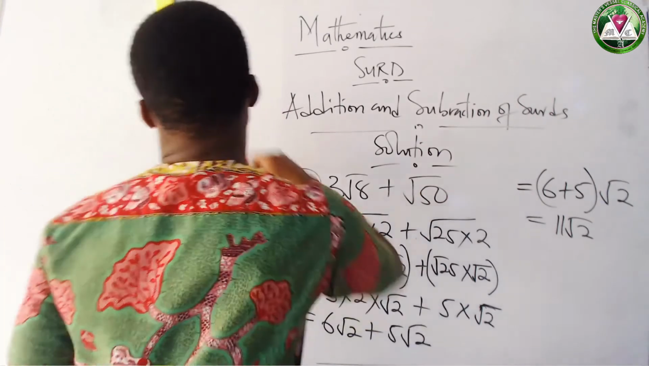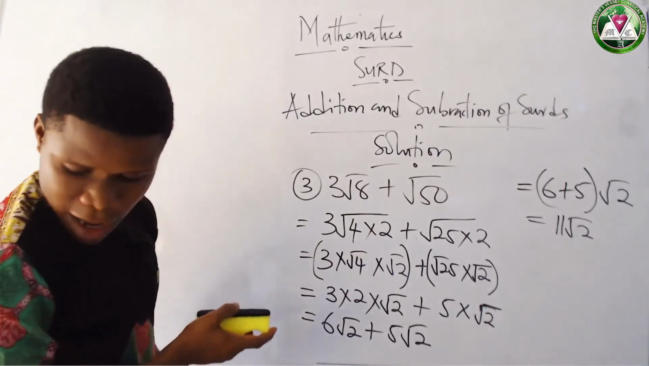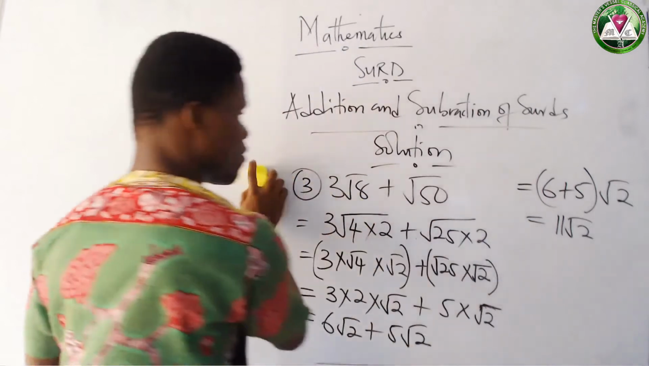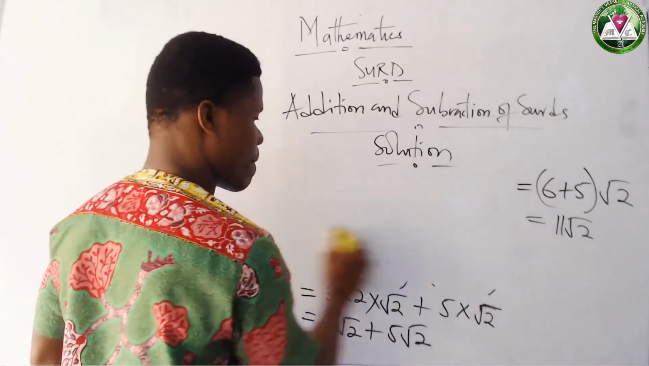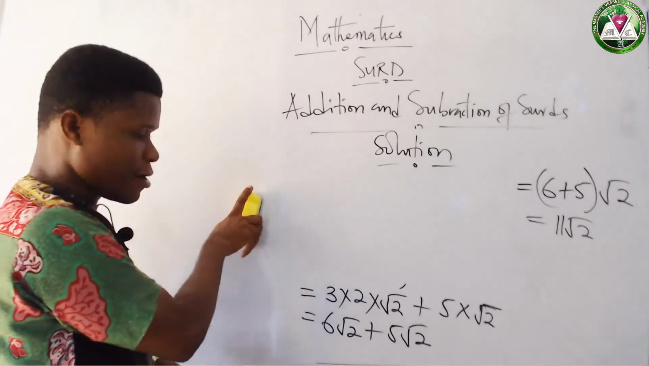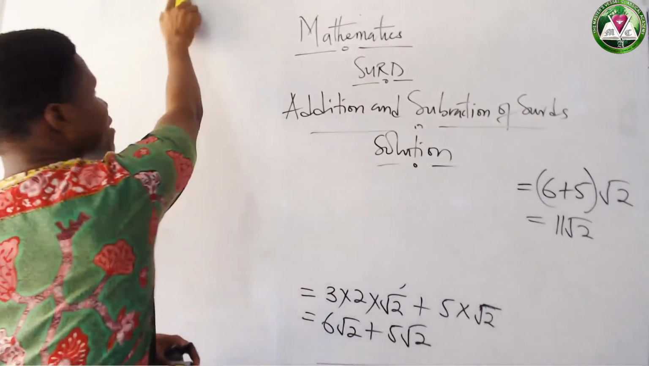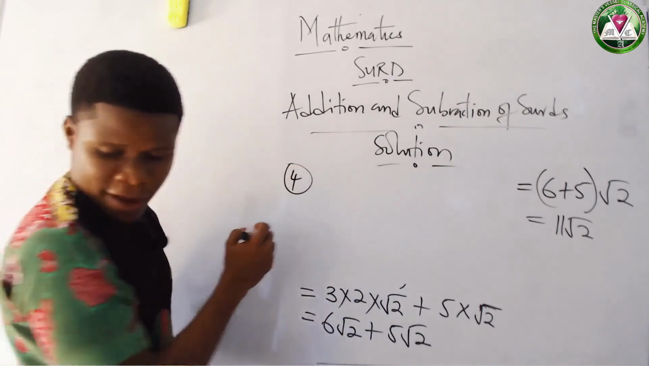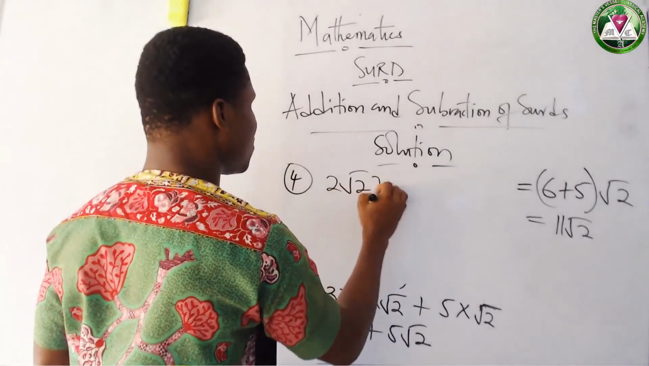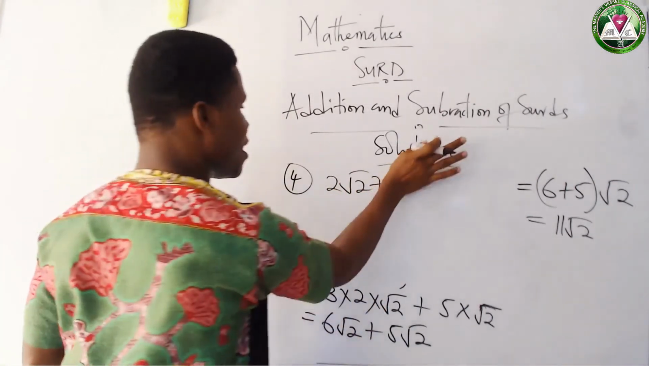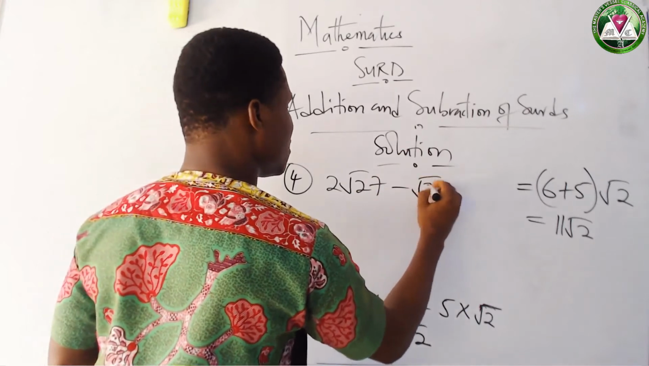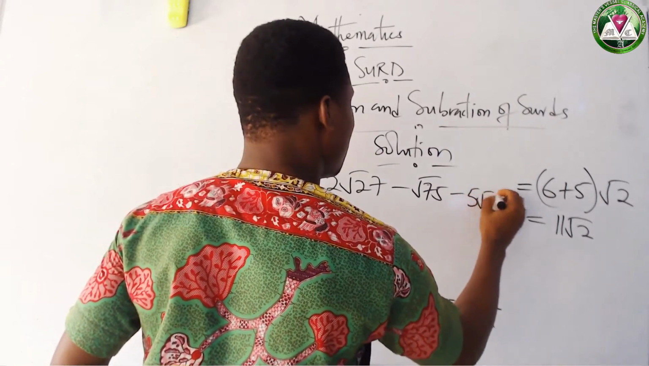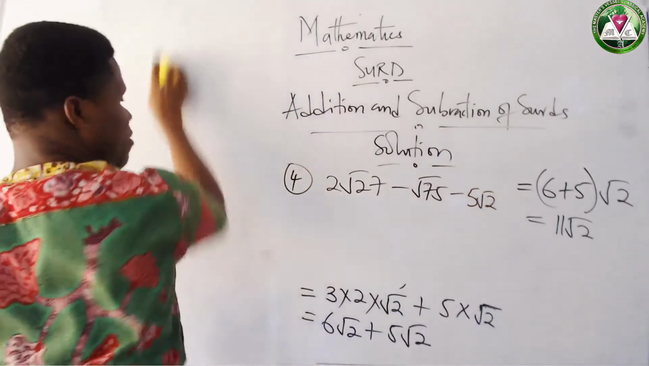So quickly, let's look at number 4 question. I'll leave you with number 5 to go and do. So let me just do number 4. Let me just give you some time to copy this one. So for number 4 we have 2 root 27 minus root 75 minus 5 root 2. Let me clean up everything to avoid confusion.